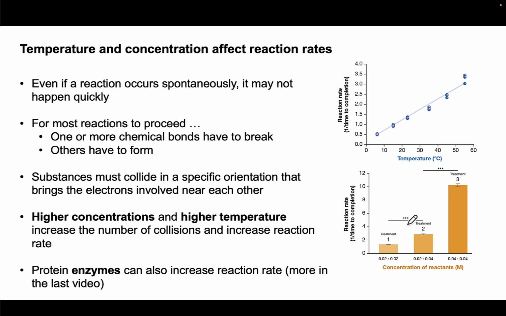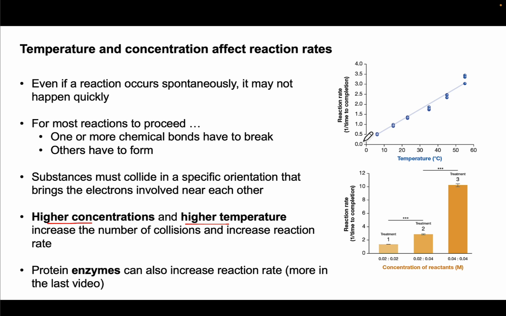Okay, so we were talking about whether reactions occur spontaneously, but even if a reaction occurs spontaneously, it may not happen quickly. For most reactions to proceed, one or more chemical bonds have to break and others have to form. To do this, substances have to collide in a specific orientation that brings electrons involved in this chemical reaction near each other. Both higher concentrations of the molecules in the chemical reaction and higher temperature increase the number of collisions and increase the reaction rate.